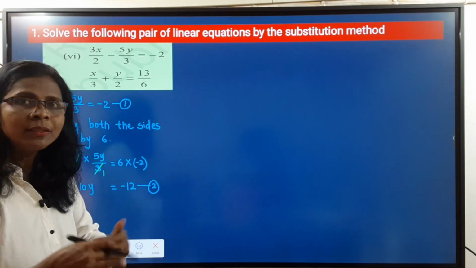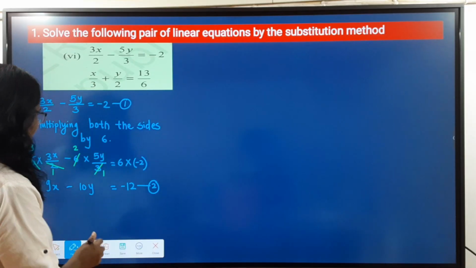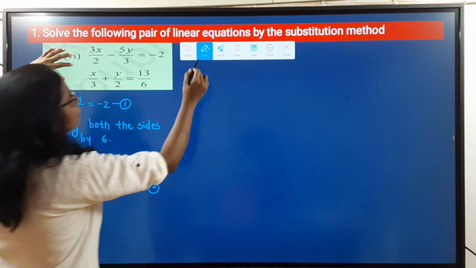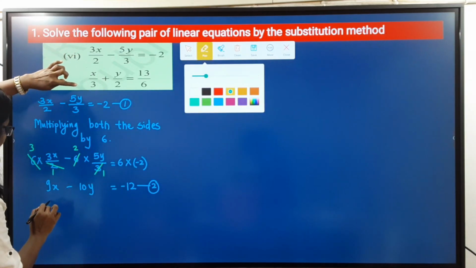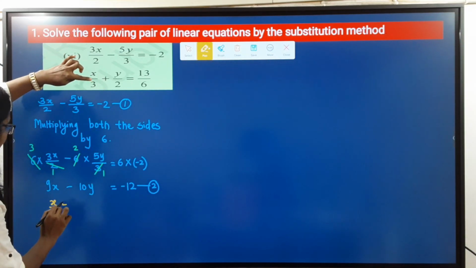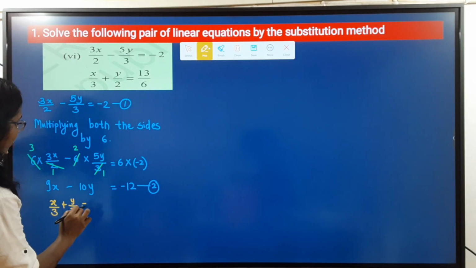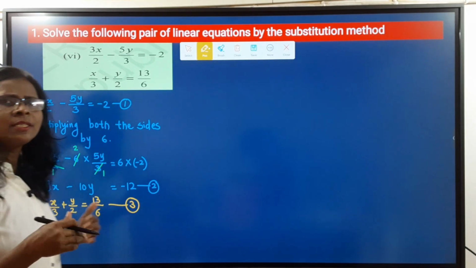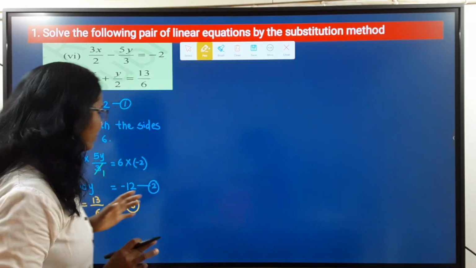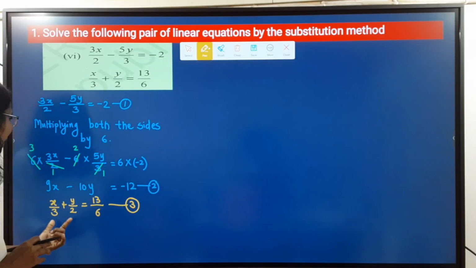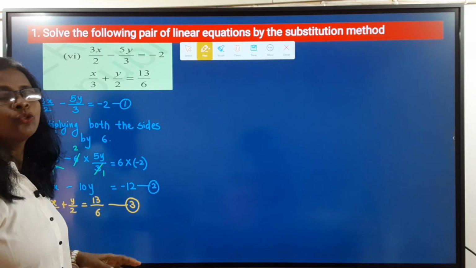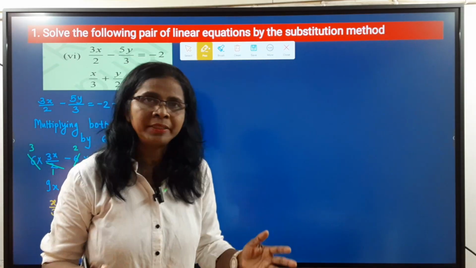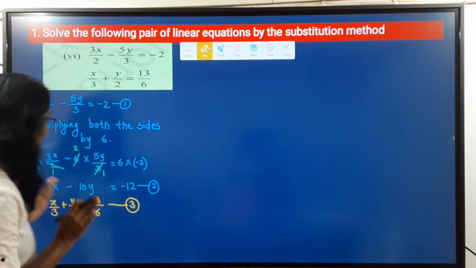Okay students, further I write down the second equation. What is the second equation? This one: x upon 3 plus y upon 2 is equal to 13 upon 6. Call it the third equation. I further simplify this equation. So at the denominator place there are 3, 2 and 6. So the LCM of these numbers is 6. So I multiply both the sides by 6, students, because the LCM is 6.